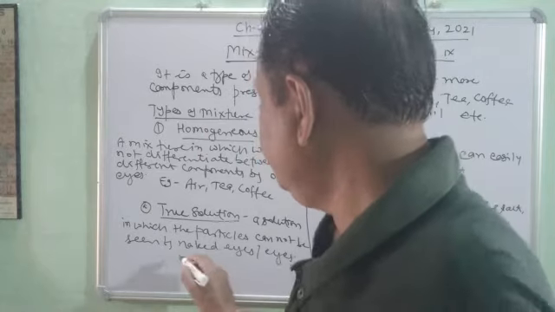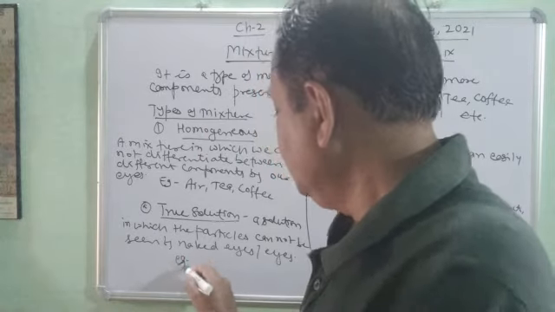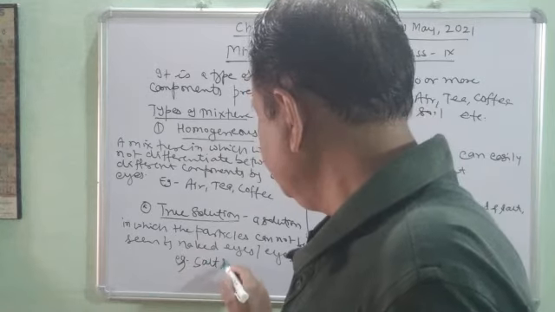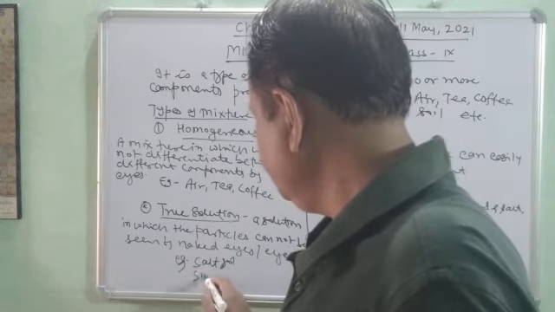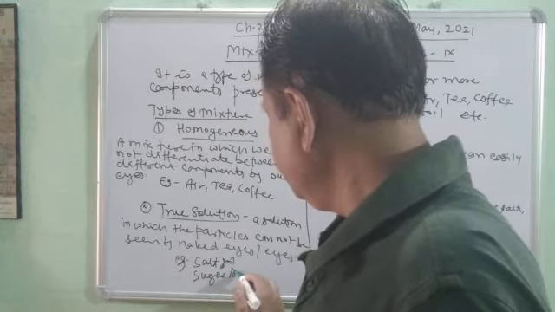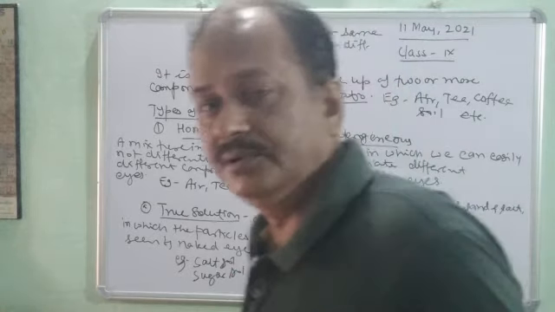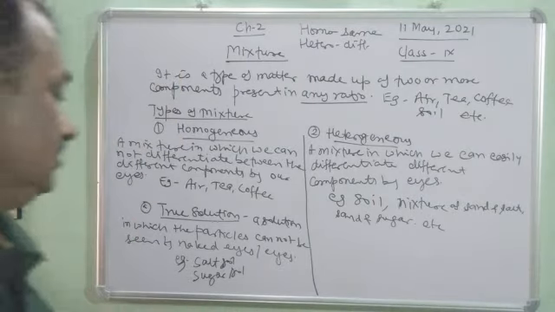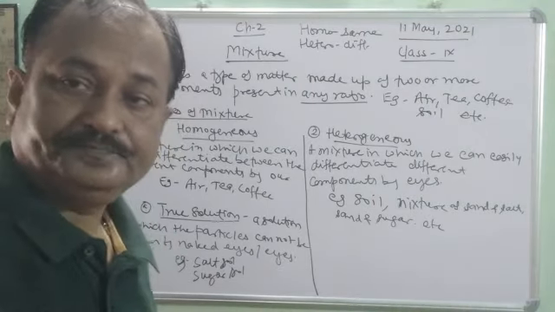So example, like salt solution, sugar solution, and many more. We cannot differentiate that this is salt, this is sugar, etc.